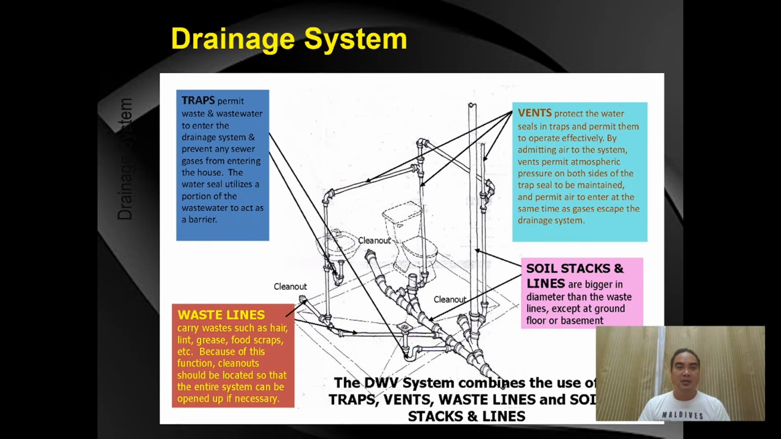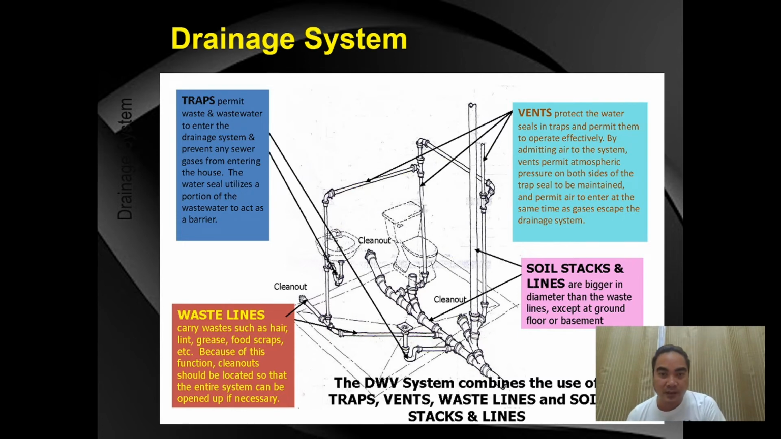Okay. So, traps. Traps permit waste and wastewater to enter the drainage system and prevent any sewer gases from entering the house. The water seal utilizes a portion of the wastewater to act as a barrier.